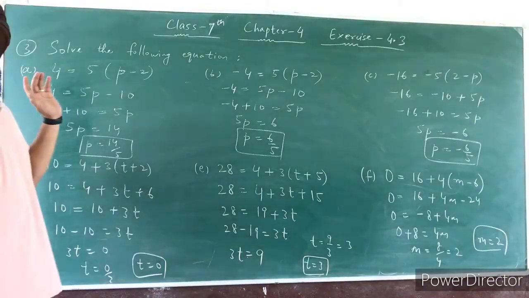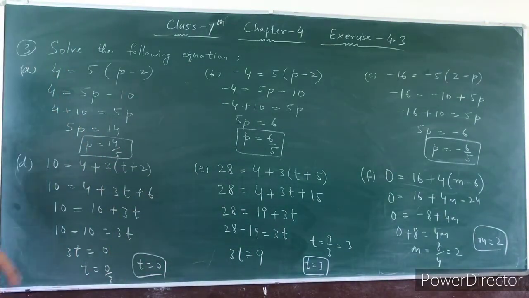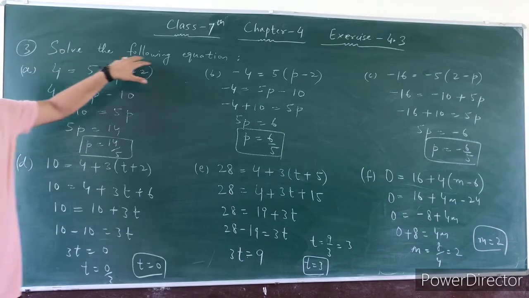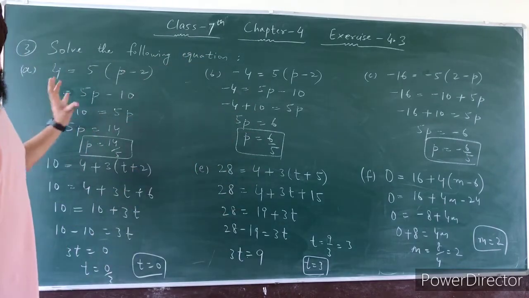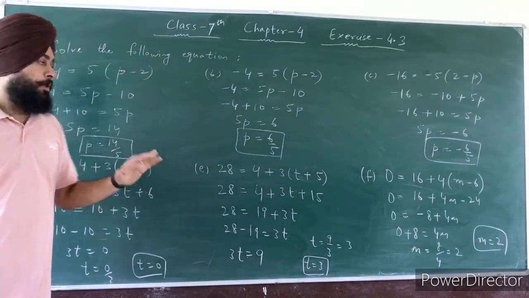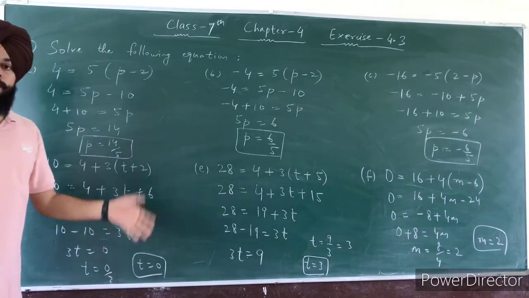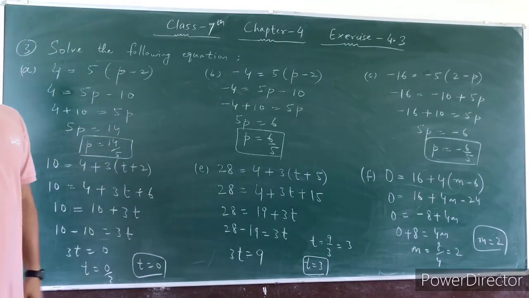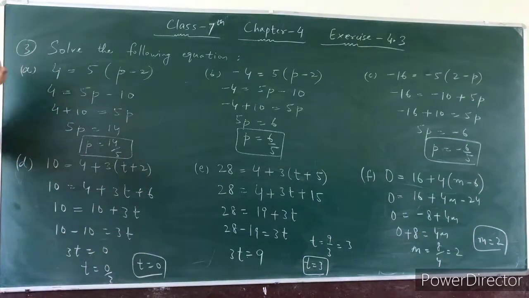Next, this is your question number 3 of exercise 4.3. So the third question is again the same, solve the following equations. There are a total of 6 parts, A to F. I am solving these equations so you can check your answer. If you have any doubt, then you can ask me. So this is your question number 3.